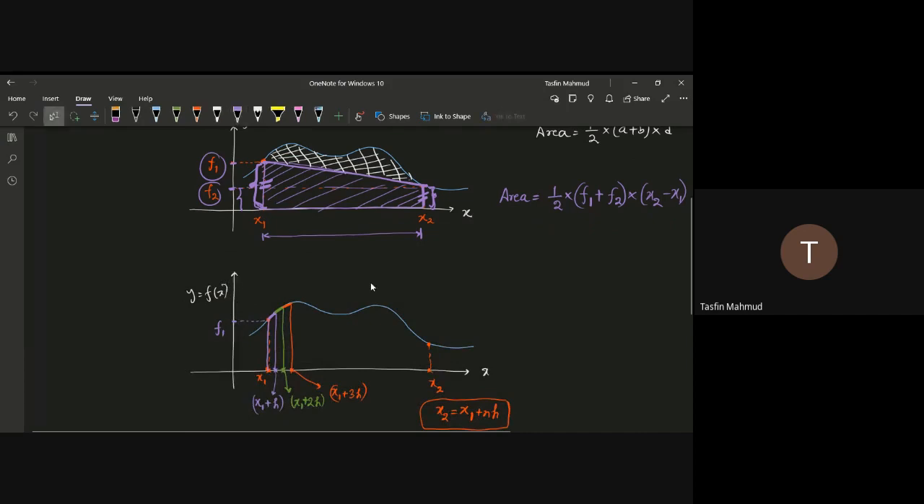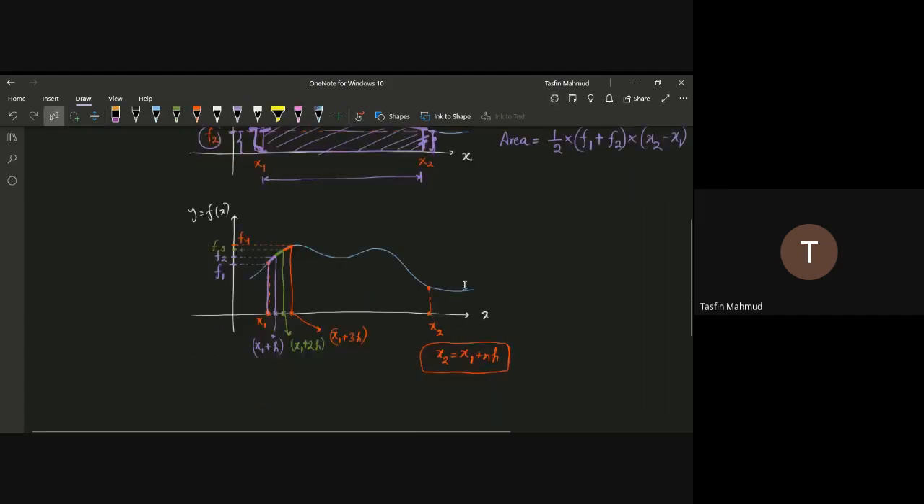Okay, so let's assume this is f1. This is the corresponding y value of x1. Similarly, if we want to calculate the corresponding y value of this point, let's assume this is f2. Similarly, for this point, let's assume the corresponding y value is f3. Then for this one, this is the corresponding y value. So let's assume this is f4 and so on.